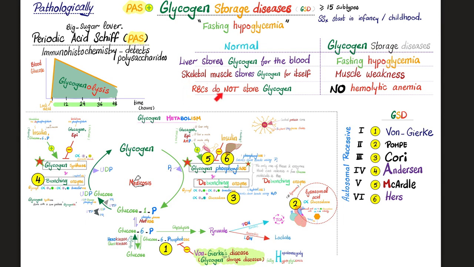Next, red blood cells do not store glycogen. That's why in these glycogen storage diseases, you will never hear of hemolytic anemia. But hey, medicosis, Von Gierke's disease might have anemia. Yeah, anemia. We do not know its cause, but it's not hemolytic anemia. Even if it is hemolytic anemia, every rule has exceptions.